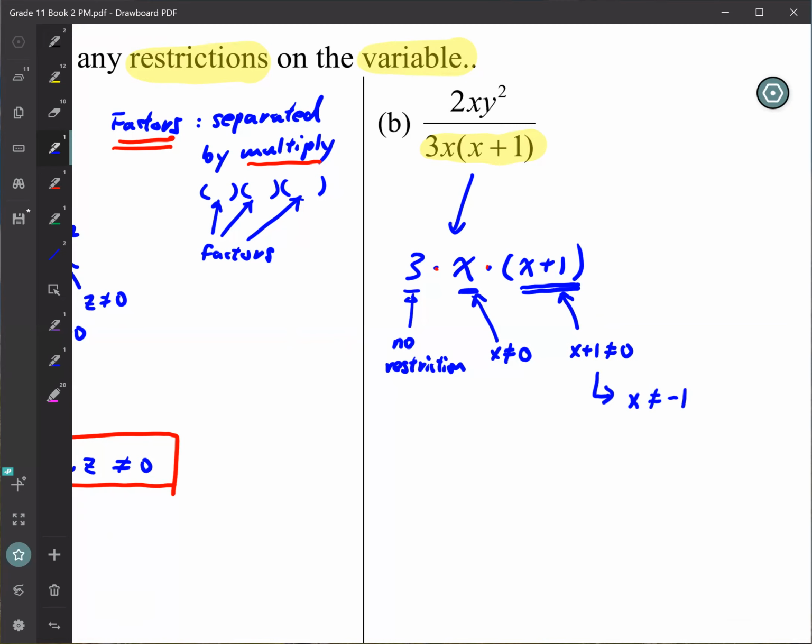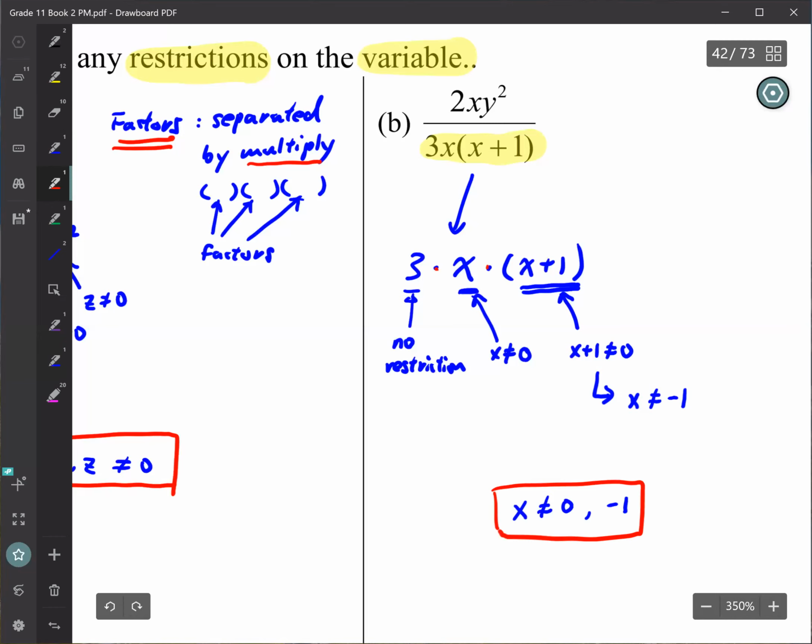Any questions so far? So your answer for the restriction is x cannot be 0, x cannot be -1. This is the thing you box at the end. You just need to identify which are the factors, and for each factor, you make it not equal to 0. Remember, it's not just x cannot be 0, it's the factor cannot be 0. Does anyone have questions? Okay, I'll let you try it and we'll see if we have any trouble.